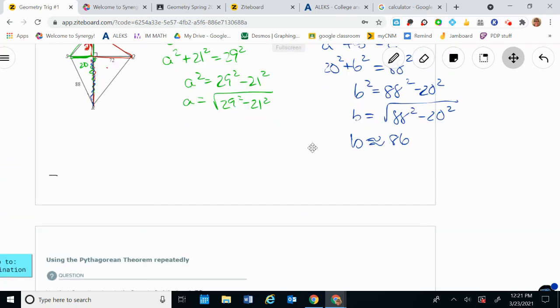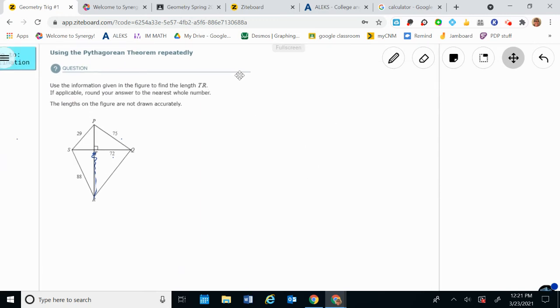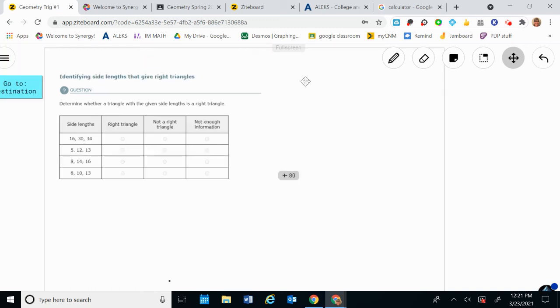72, 75, 29, 88. Oh my God. You guys, I literally have this. I picked it and didn't look, so there's no real point in doing this one. So I'm just going to hope that your Pythagorean theorem is good.